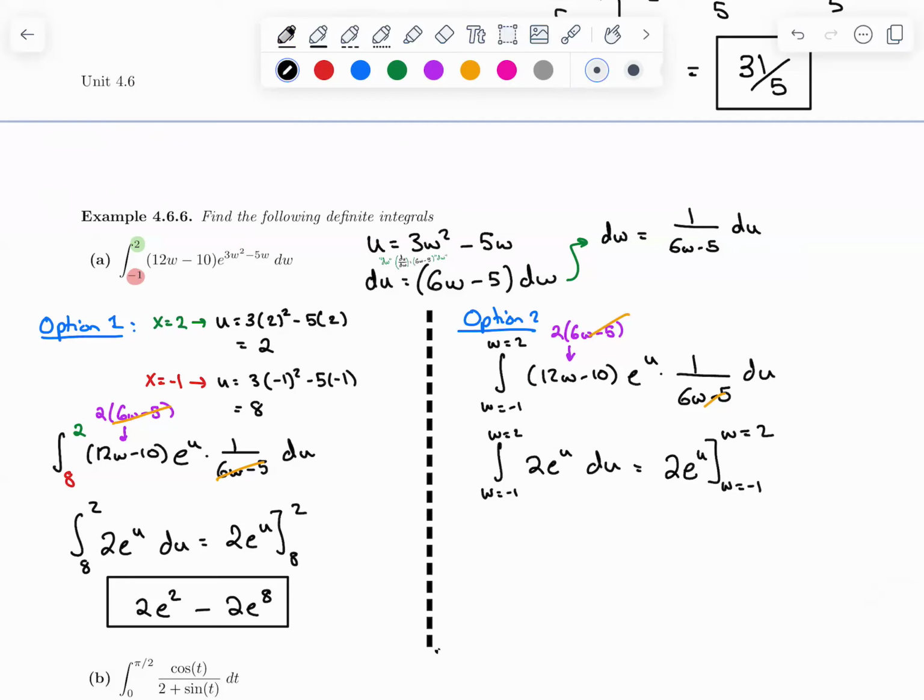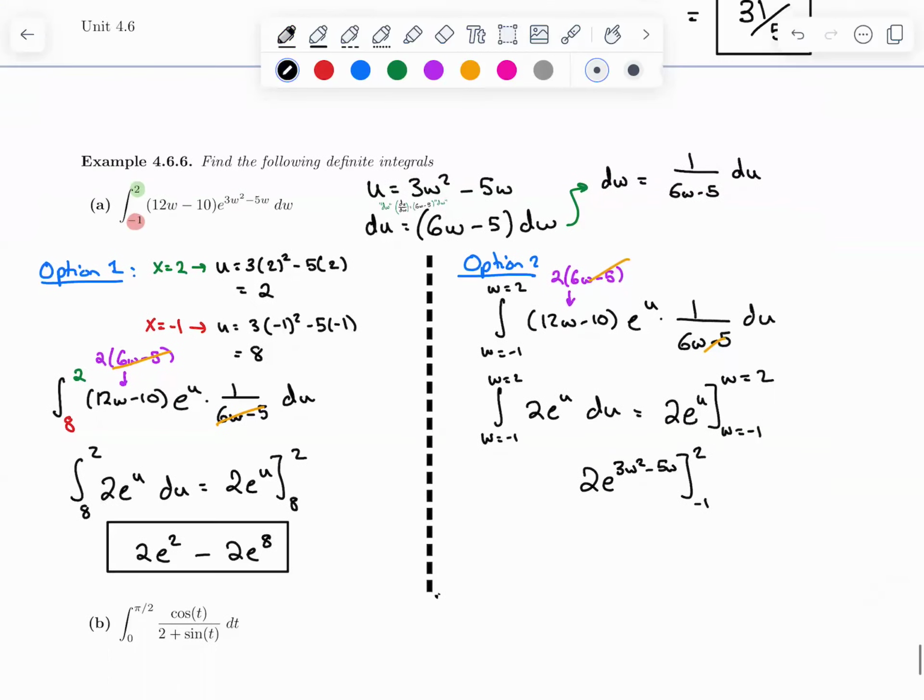But those are W bounds, so we need to convert our integral back in terms of W. So this is 2e to the u, or 2e to the 3W squared minus 5W evaluated from -1 to 2. Once again, I've dropped the W equals because I've got it back in terms of the actual variable in question. And so this becomes 2e to the 3 times 2 squared minus 5 times 2, minus 2e to the 3 times -1 squared minus 5 times -1. And lo and behold, you get the exact same thing. You'll get 2e to the 2 minus 2e to the 8.